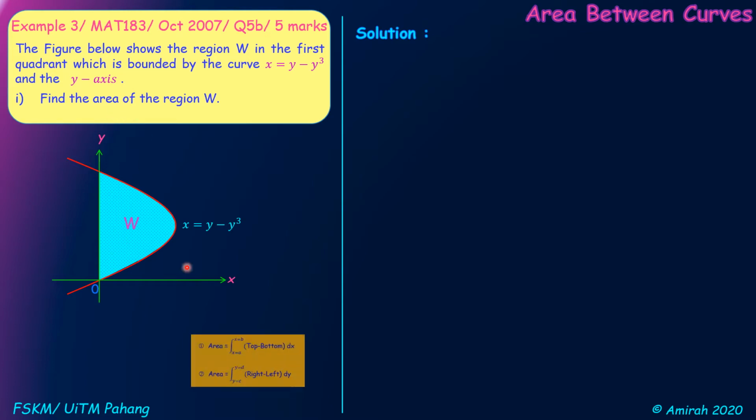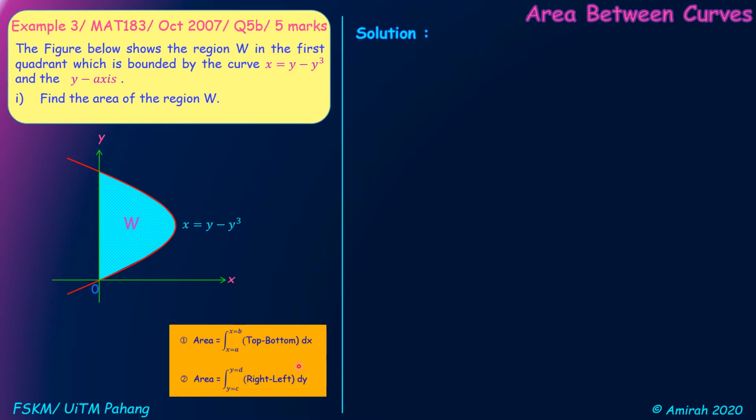To find the area, we can use either formula number 1, integrate with respect to x, or formula number 2, integrate with respect to y. Let me check the first formula first. When we use the first formula, we need to use top minus bottom. From here, the top and bottom are from the same curve, so it is not suitable to find the area using top minus bottom, because we subtract from the same function. So the first formula is not suitable, or in other words, we do not use integration with respect to x in this question.